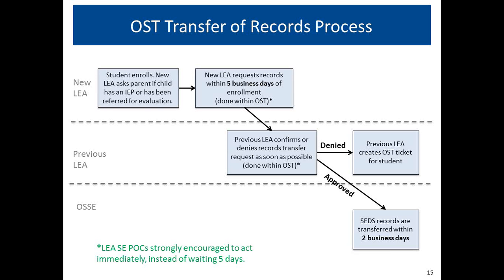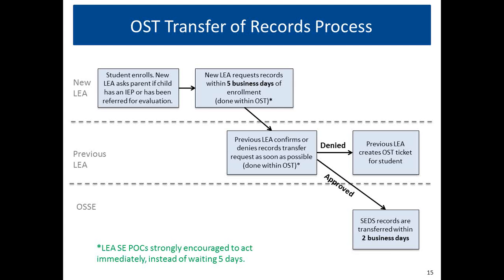But then the previous LEA, they come into play. The previous LEA needs to confirm that, yes, in fact, the student has left my LEA. Here you go. Go ahead and have the records. They need to approve that. So don't be a deadbeat LEA and sit around and forget that you need to go approve these transfers. We have a lot of LEAs that request records and they're waiting around because the previous LEA forgets to go confirm that transfer should happen. Now OSSE is going to step in at some point, and I'll talk about that in a minute.